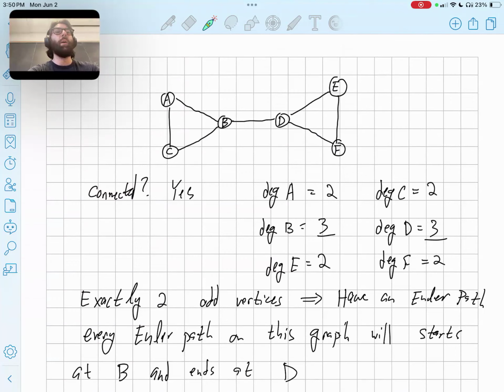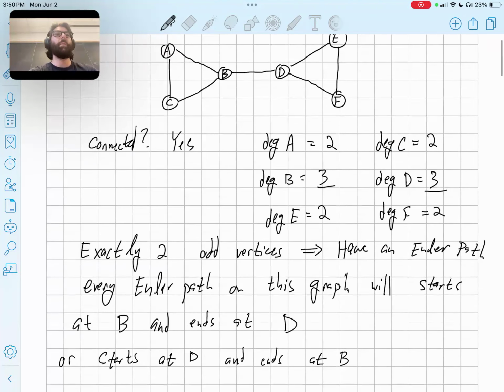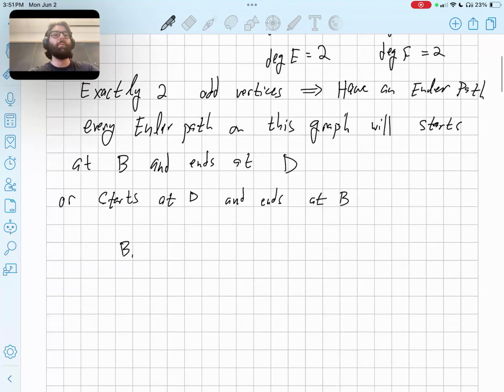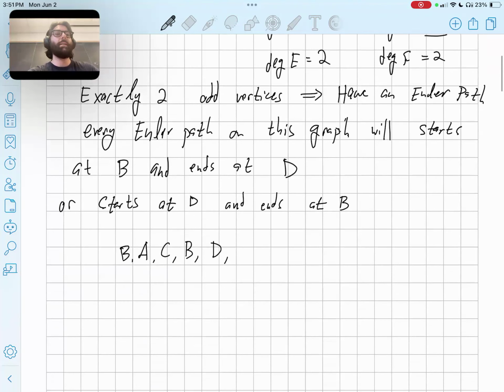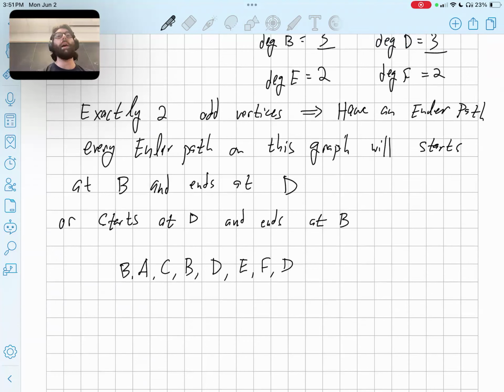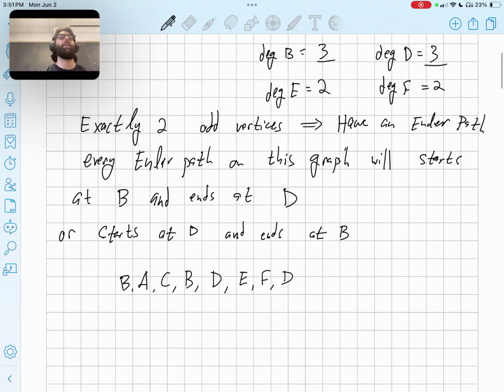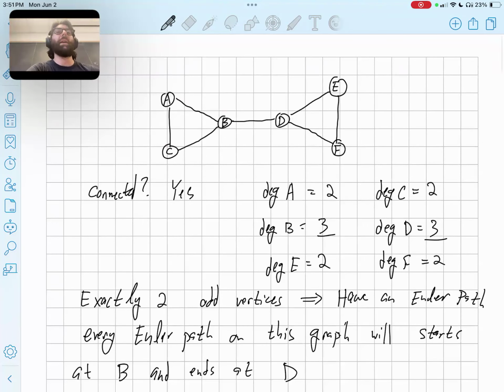Okay, and we'll see, not in this video, how to find these Euler paths. One such path goes from B to A, to C, to B, to D, to E, to F, to D. So we've got B, A, C, B, D, E, F, D. So we start at B and end at D. We could also do this exact same Euler path in reverse, and we would have a path that starts at D and ends at B. Okay, there are many different Euler paths that may exist.